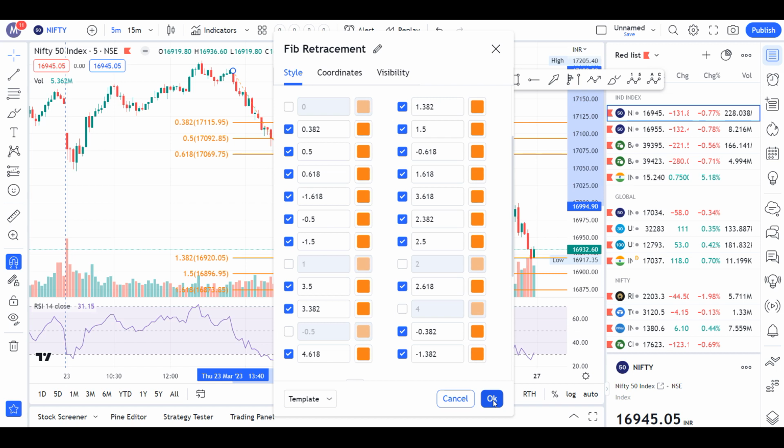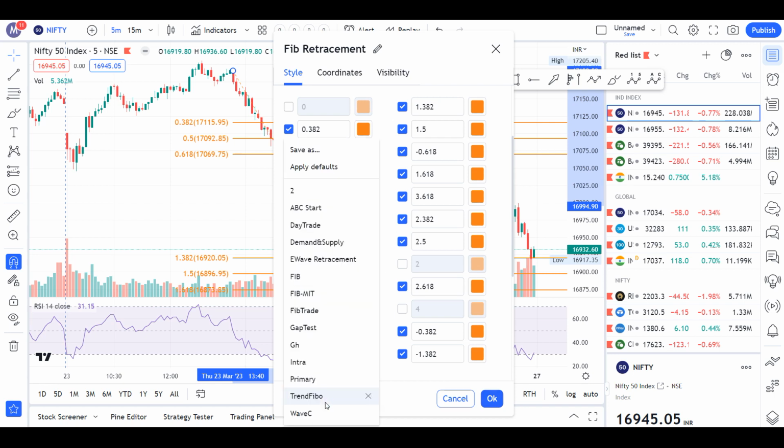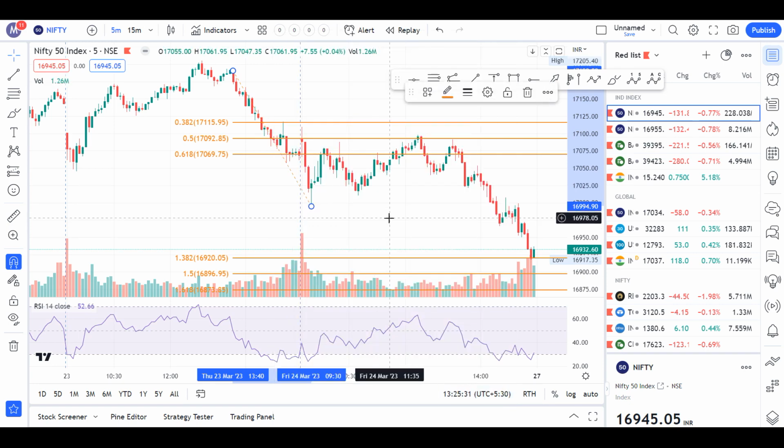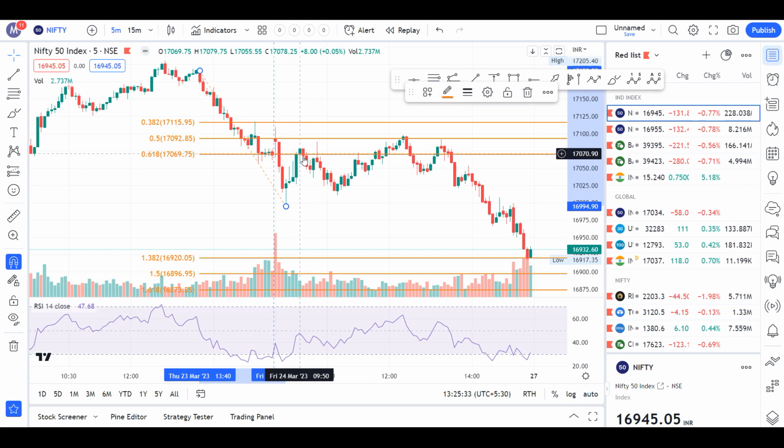This is available on TradingView, and I am currently showing you the TradingView charts. You can also follow the same thing on your Zerodha or Upstox or any other platform where you get TradingView charts. You can just make these settings and save them under whatever name. Here you will get the option Save As, and save it with whatever name you want. So we have taken these settings.